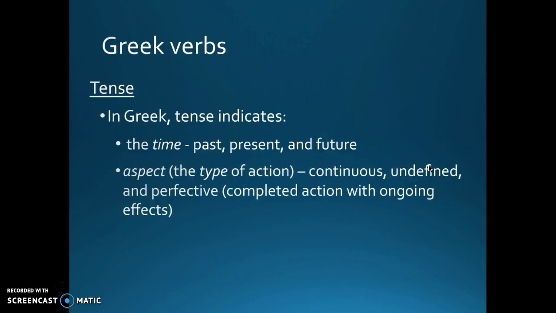Greek verbs have something called aspect, which is the type of action. It could be a continuous action. It could be undefined, as in we don't know for sure what type of action it was. And in Greek, there's also something called a perfective aspect, which is a completed action with ongoing effects. So there's actually a tense called perfect tense.